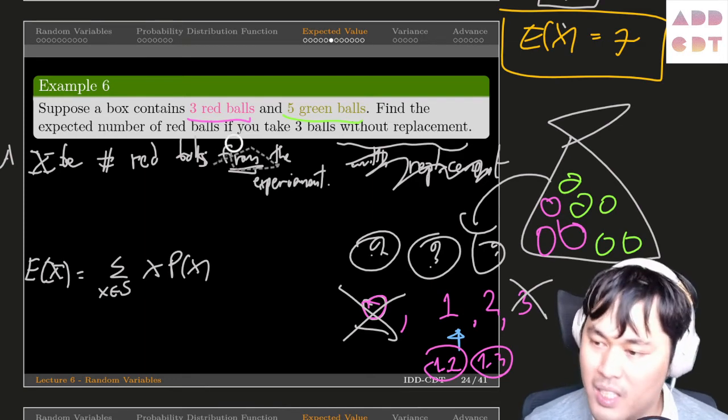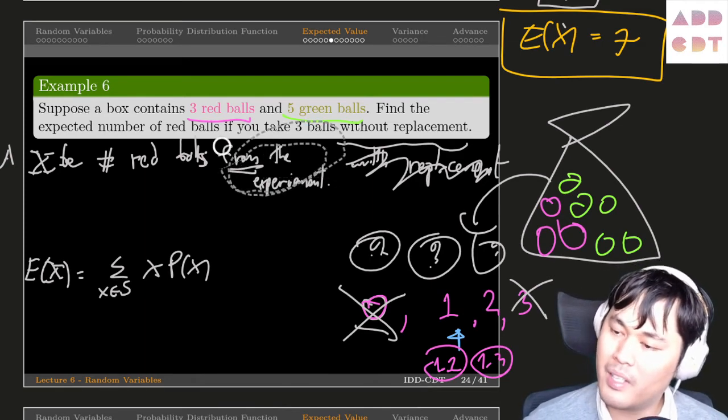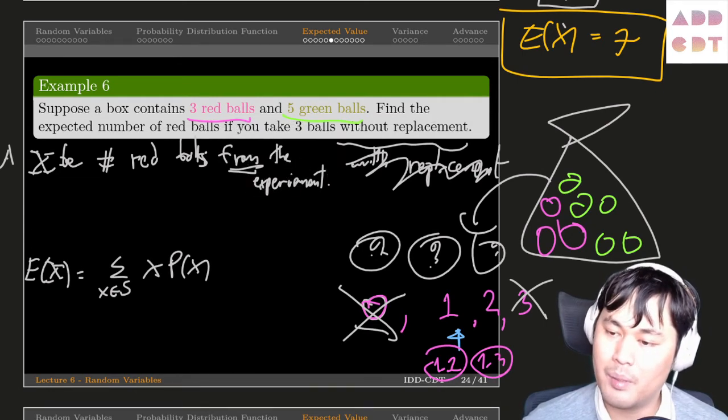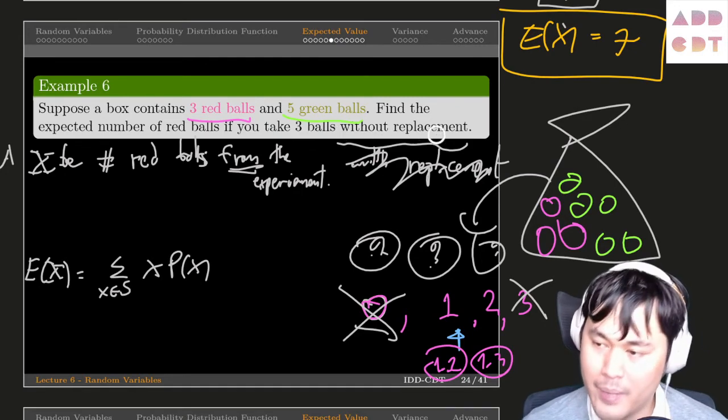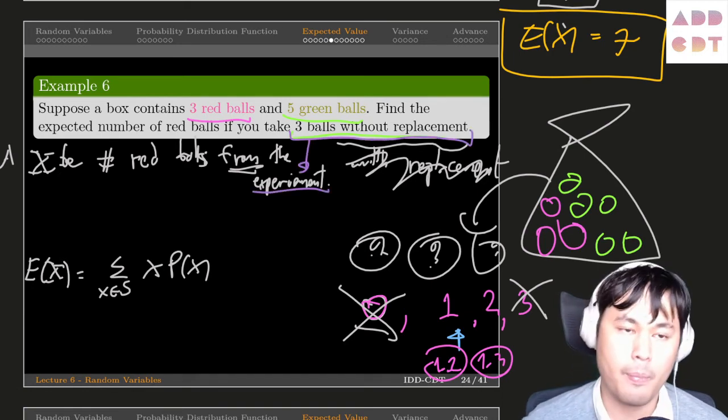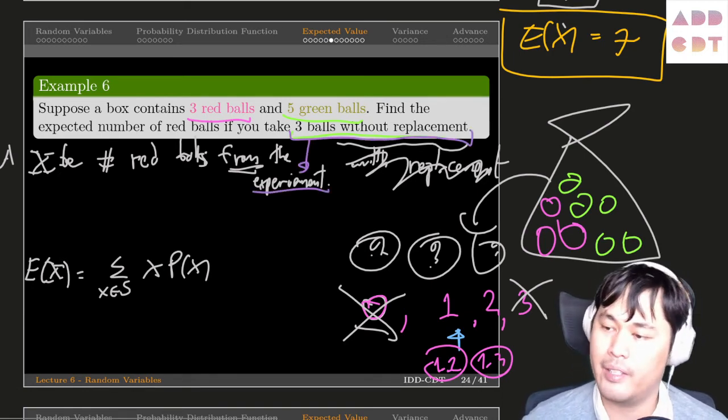And if you want to be exactly precise, you have to also copy the number of red balls from taking 3 balls without replacement. And this is the experiment we are talking about. That would be the experiment. But let me abbreviate it there.